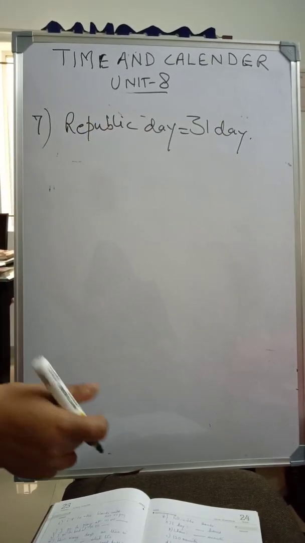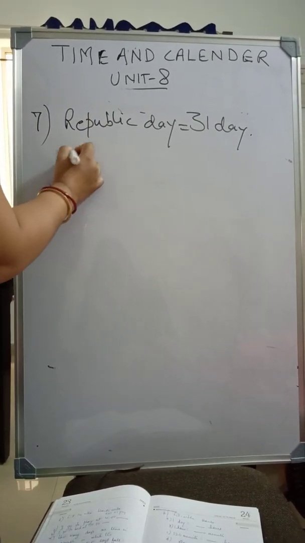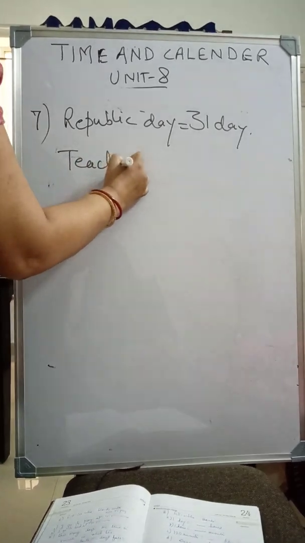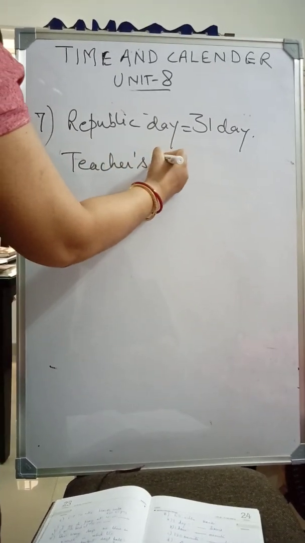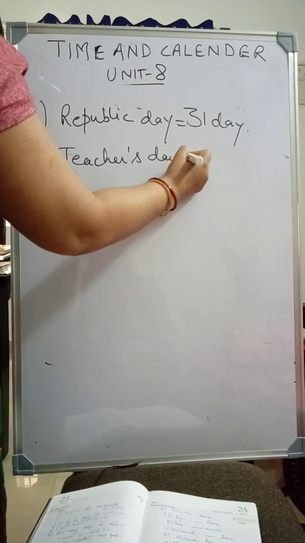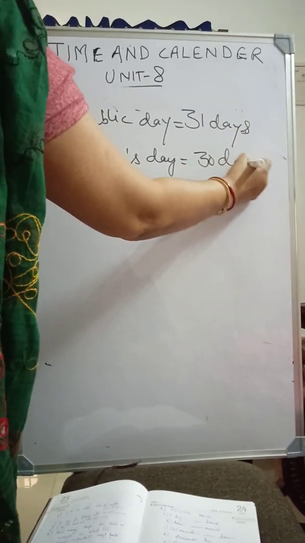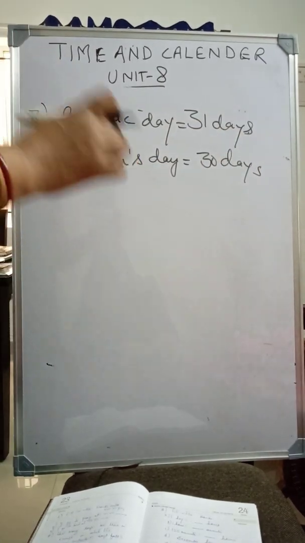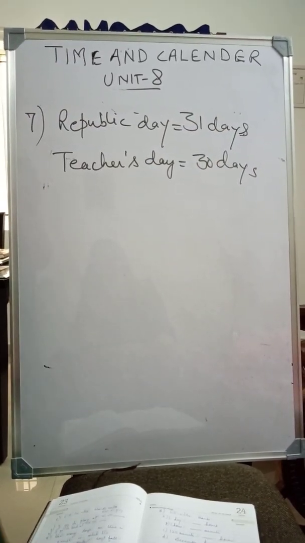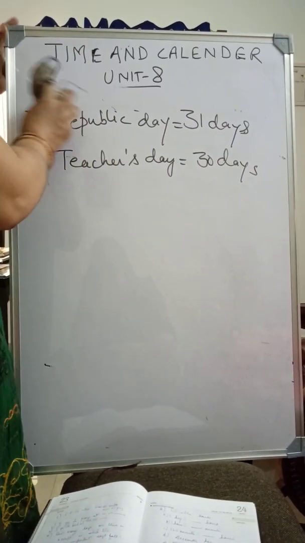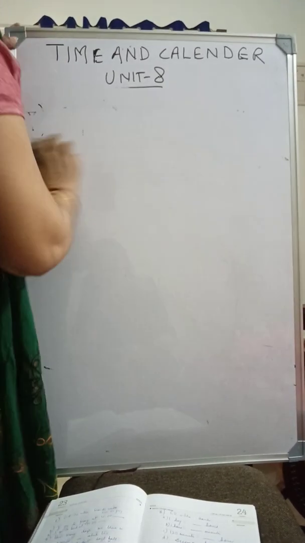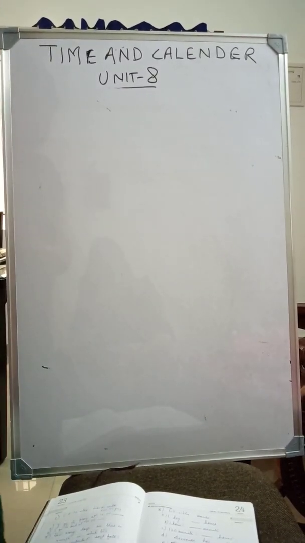Like Teachers' Day. When do you celebrate Teachers' Day? 5th September. So Teachers' Day falls in September. September has how many days? 30 days. So similarly in question number 7, you have to mention the number of days of the month in which the particular festival falls.